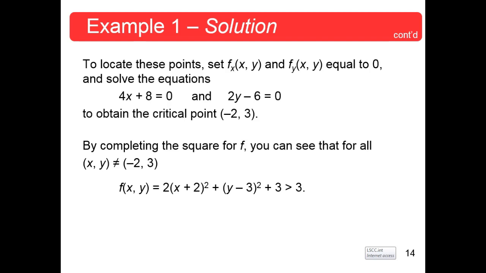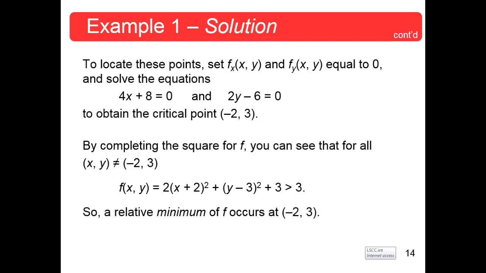Okay? The value at negative 2, 3 will be 3. So this will give you something greater than 3, any other value you put in there. Without showing you, they just stated that. Okay? So this has to be a relative minimum.